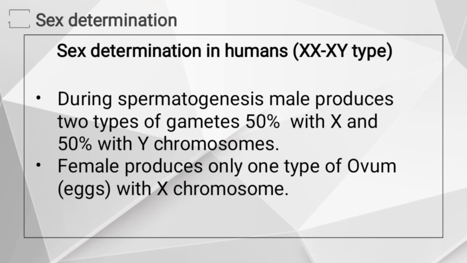During spermatogenesis, the male produces 2 types of gametes, 50% of sperm with X chromosome and 50% of sperm with Y chromosome. But the female produces only one type of ovum, all with X chromosome. During spermatogenesis, the male produces two types of gamete. 50% of sperm consists of X chromosome, 50% of sperm consists of Y chromosome. While during oogenesis, the female produces only one type of ovum with X chromosome.